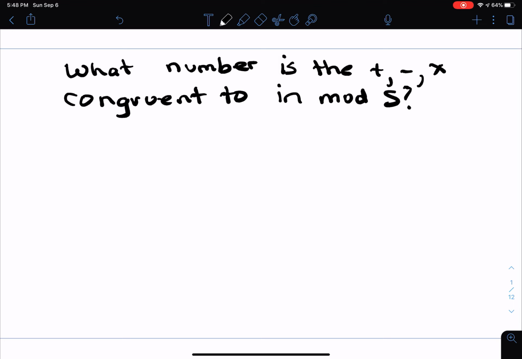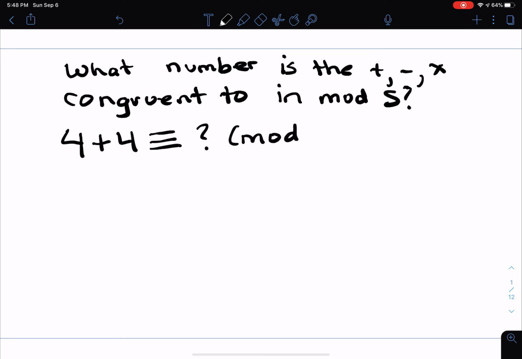Okay, so the first one I wanted to look at just says 4 plus 4 in the problem. That's a sum, but they are basically asking us to figure out what that is congruent to in mod 5. You might be able to look at that and come up with the answer pretty quickly, honestly. Some of you probably already know, and you're probably like, oh, let me just forward the video. Some of you are probably like, I think I know, but let's see.